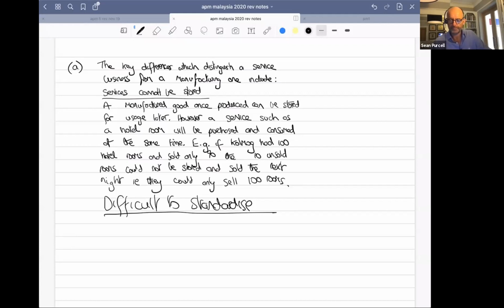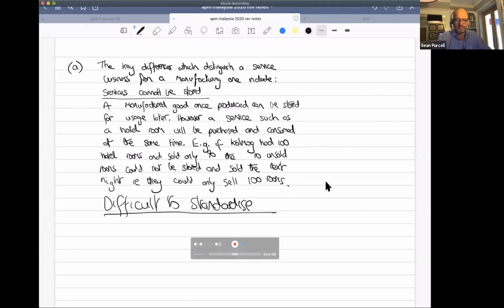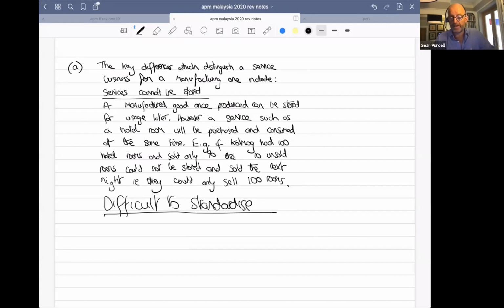Okay. So it's important that we don't, if you knew a lot about this, you could say loads. Yeah, Kelvin, heterogeneity might be too big a word for some. It's just difficult to standardize. That's another word. To make them heterogeneous is easier for a manufactured good, but not for a service good.